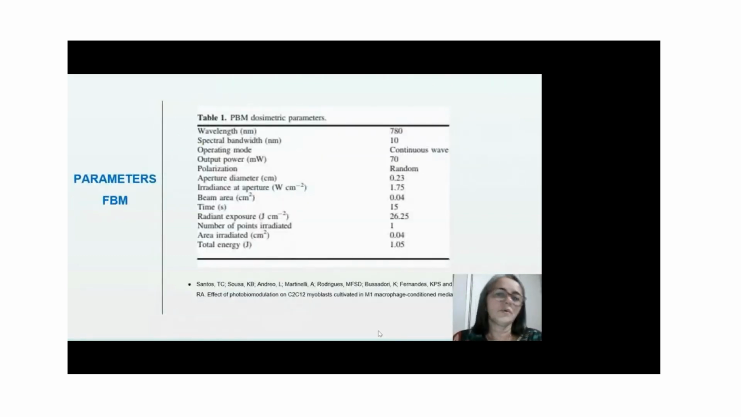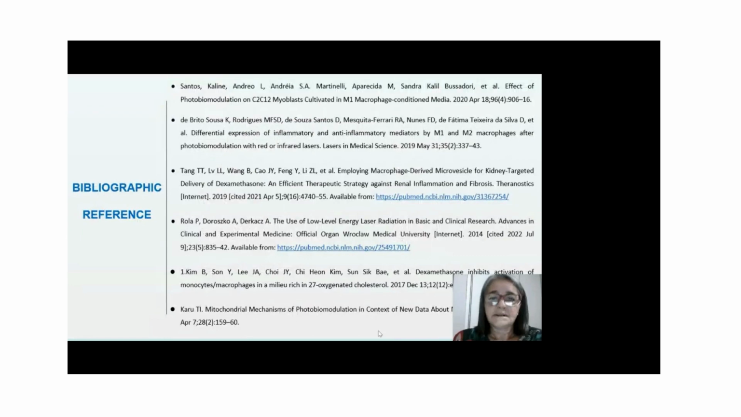We will use the photobiomodulation parameters as shown in the table. These are the bibliographic references used in this study.